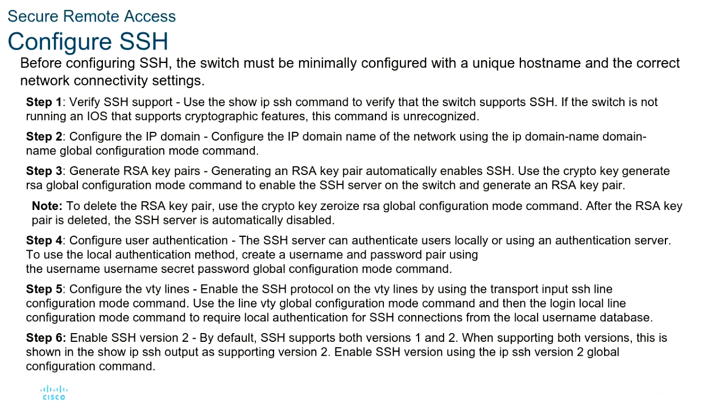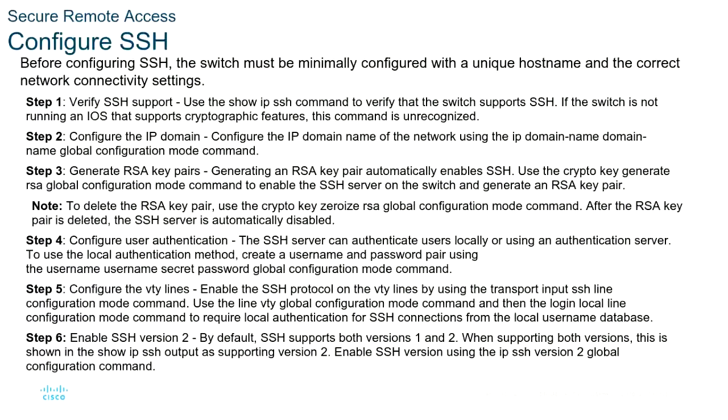So here's what you have to do to set up secure shell. First of all, step one, you have to make sure that it supports secure shell. Does it have K9 in the file name? You can also type the command show ip ssh. If it has secure shell, it'll tell you what version it is, 2 or 3. If it doesn't support IOS SSH, that command will be an unrecognized command.